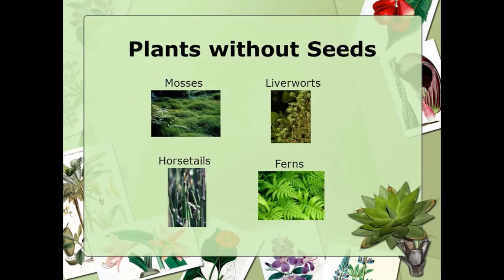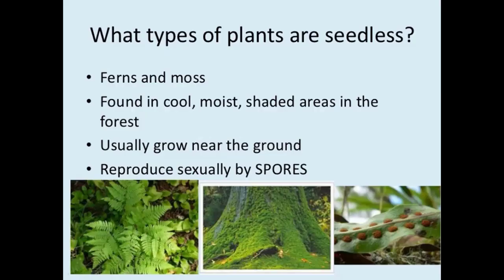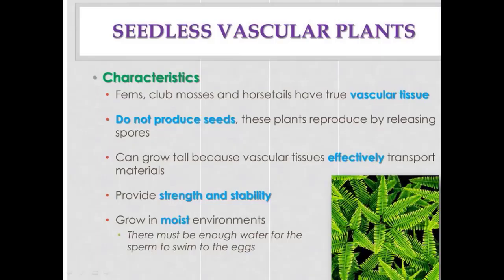Non-vascular plants such as mosses and liverworts reproduce from spores. As I told you, mosses and liverworts are examples of non-vascular plants, and some vascular plants also use spores to reproduce. So you can see here that ferns and mosses reproduce this way, whereas others are seedless vascular plants, like the ferns, which do not produce seeds. These plants reproduce by releasing spores and can grow tall because vascular tissue effectively transports materials and provides strength and stability to the plant.